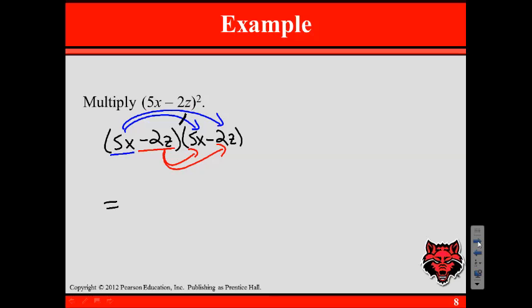So first we look at our first product, 5x times 5x. 5 times 5 is 25. X times x is x squared. Then our second product, 5x times negative 2z. 5 times negative 2 is negative 10 times x times z. So we have negative 10xz. Now we look at our third product, negative 2z times 5x. Negative 2 times 5 is negative 10. I'm going to write the variables in alphabetical order. It's easier to see like terms if we do that. And then the last product, negative 2 times negative 2 is a positive 4. Z times z is z squared.